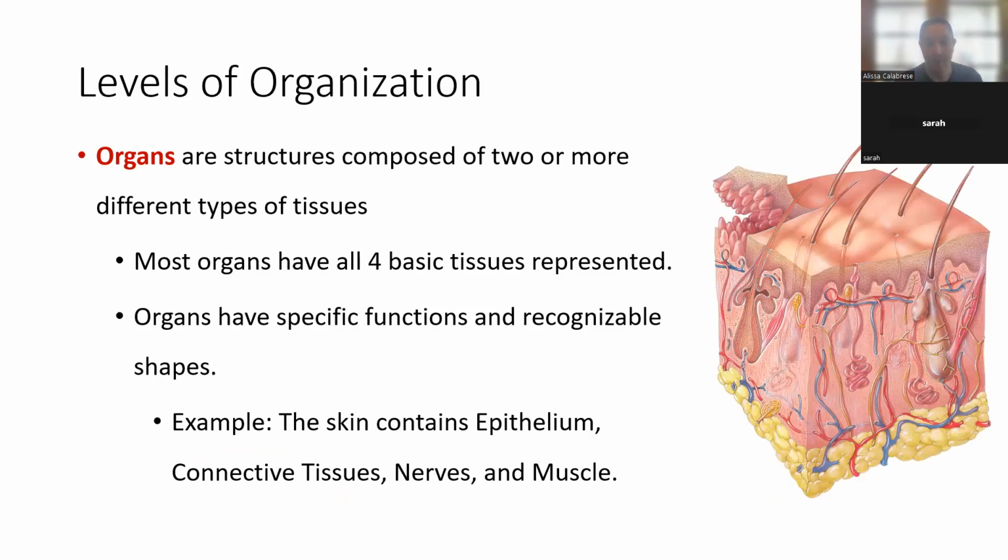Your tissues are going to come together to form organs. Every organ in your body is composed of 2 or more different tissues. In fact, most of your organs are composed of all 4 tissue types. So for example, here is a cross section of your skin. Your skin is the largest organ in your body, and it's composed of epithelial tissue, connective tissue, muscle tissue, and nervous tissue. So it's got all 4 tissue types represented there, right? Same is true for most of your organs.